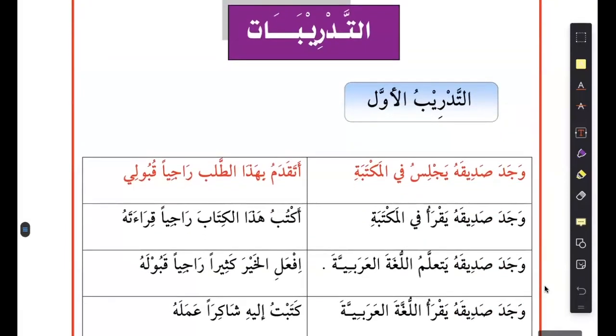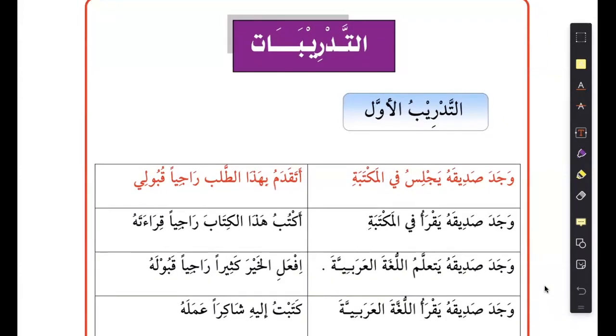So what I want to do is I don't want to spend too much time in the exercises, especially doing each and every single one of them, probably a couple from each. But some of the tadribat, some of the exercises, will have some grammar related issues. This is why I might spend more time. Okay. Jayid, so we start with at-tadribul awwal, the first exercise.